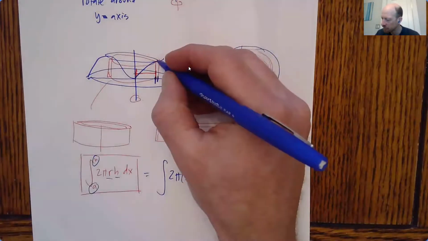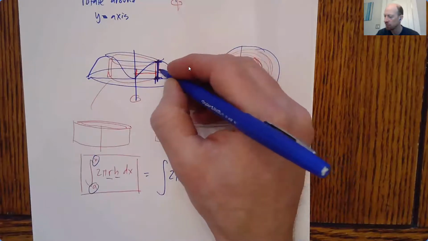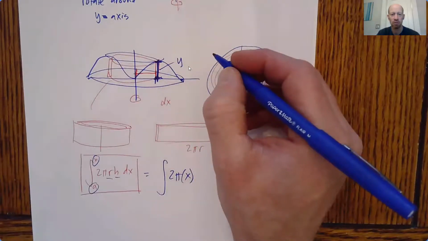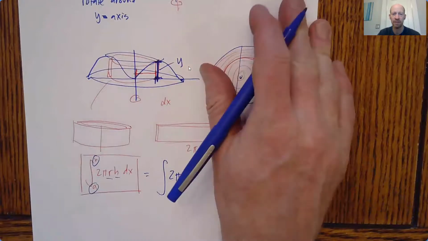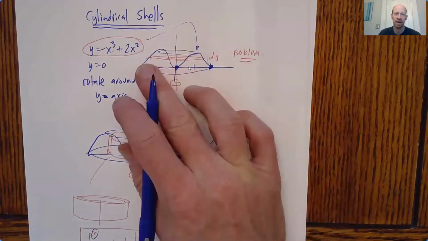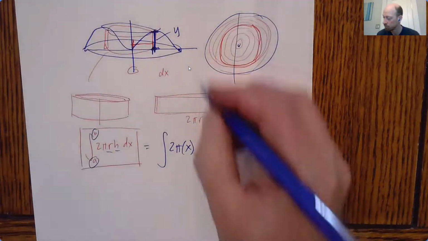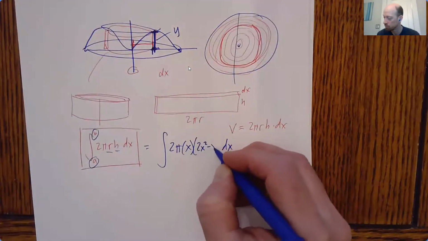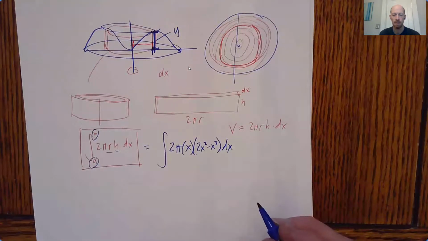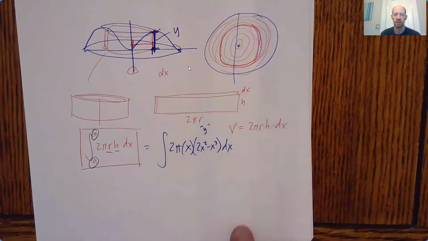The height of this shell is right here. And the height is certainly just the y value, right? But it's on that curve, and we need that y value changed to x. So 2x squared minus x cubed, right? That's the y value. Questions so far?